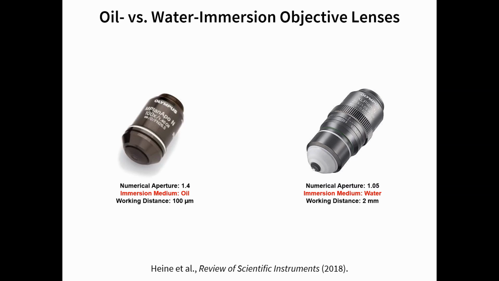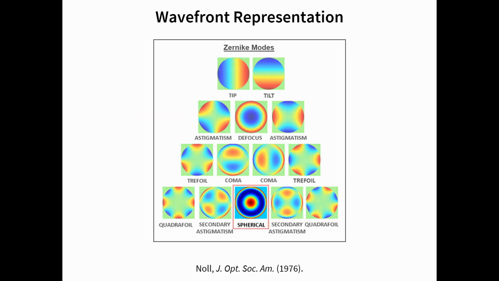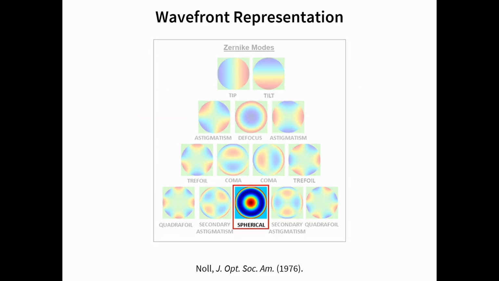Of course, these aren't the only two options. As an intermediate between water and oil, silicon oil can also be used, for example. The important point is that your choice here will depend largely on the refractive index of the sample that you are trying to match. Now, by simply choosing the right objective lens, you can already minimize the bulk of the spherical aberration that is induced. And this is a great first step.